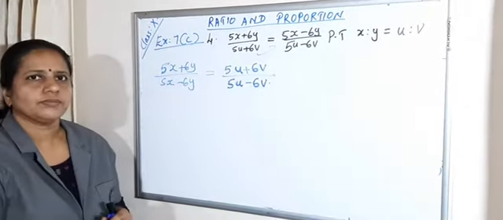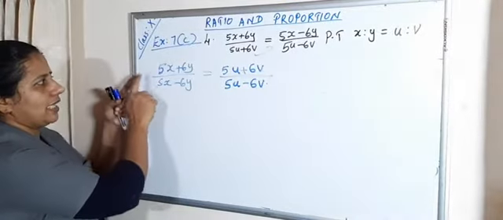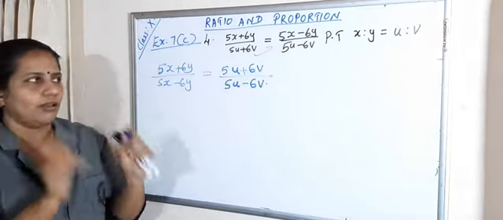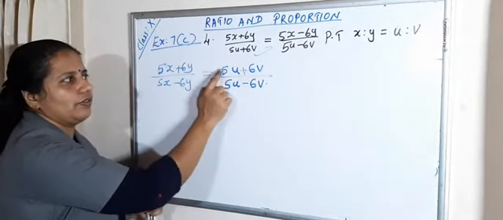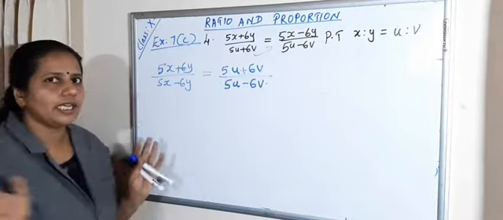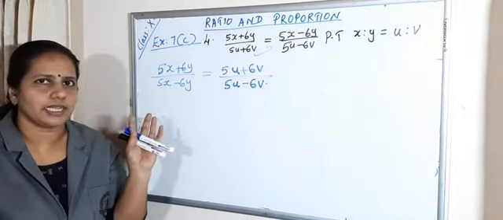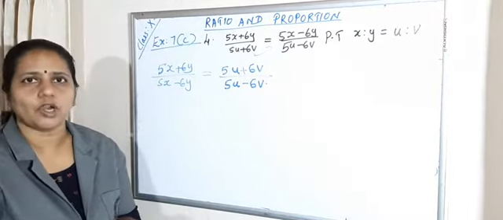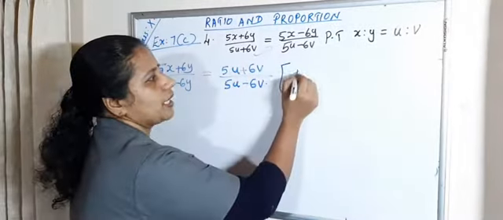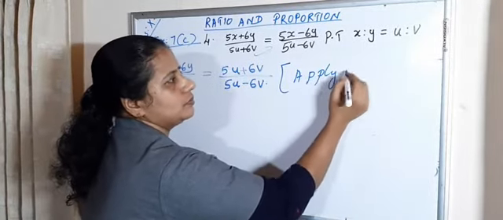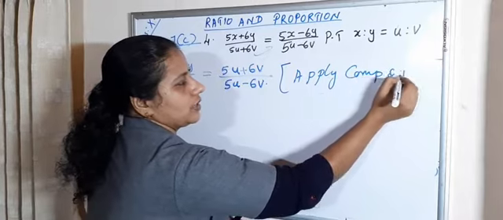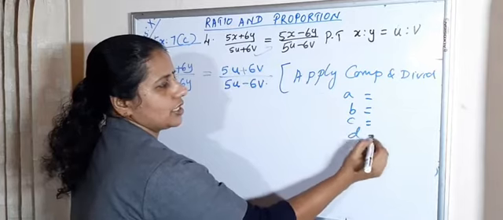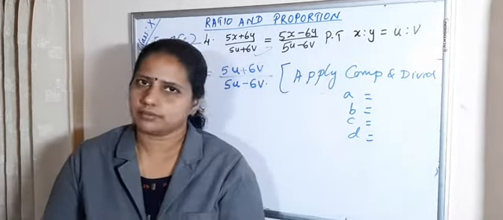Now look here. 5x, 6y, 6y. Only difference is plus and minus. Similarly, 5u, 6v, 6v. Only difference is in the sign. So which property can we use? Tell me. Yes, it is componendo and dividendo. Next, apply componendo and dividendo, that is A is to B equal to C is to D, and do the problem. Clear?